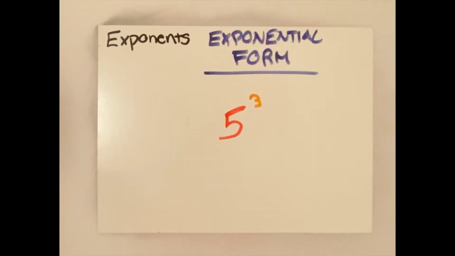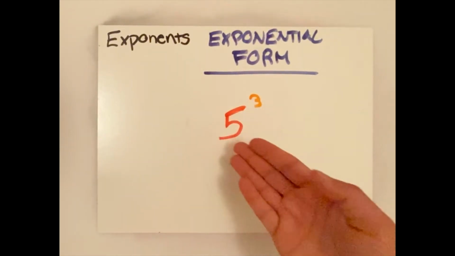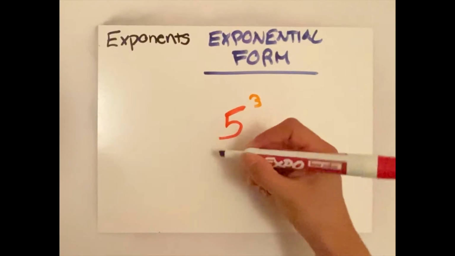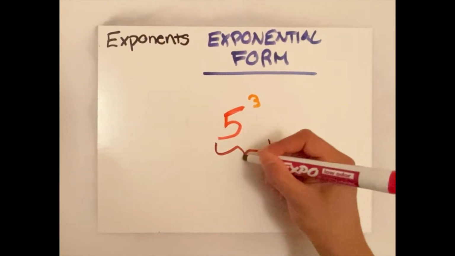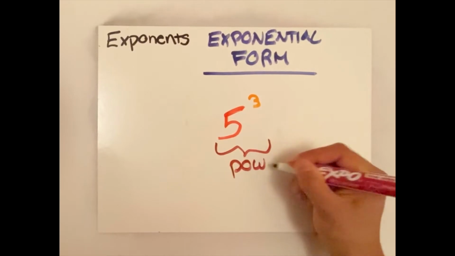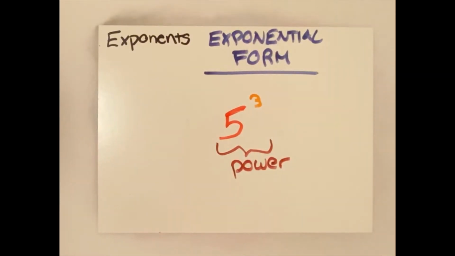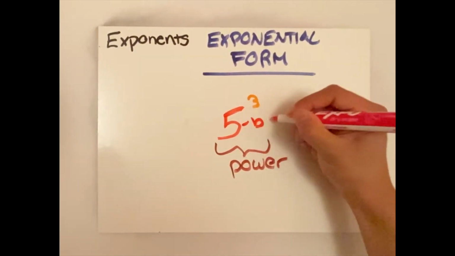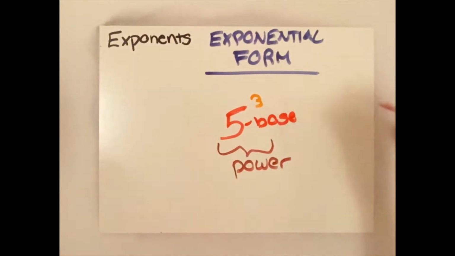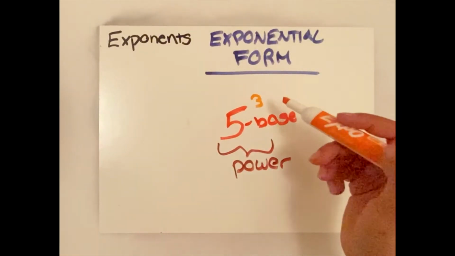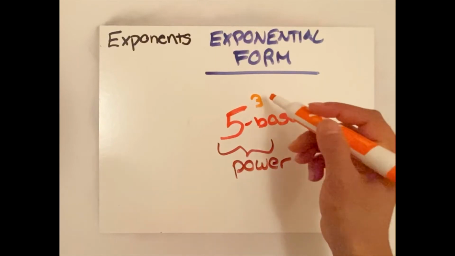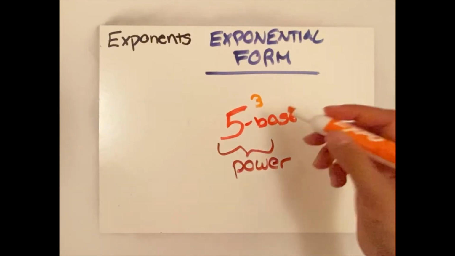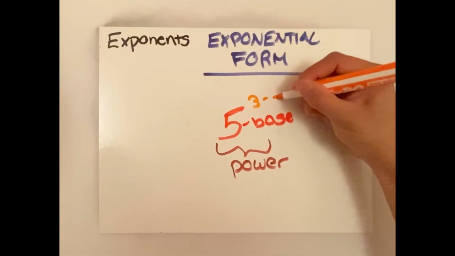Okay, so for the first thing to learn about exponential form, we're just going to look at the parts of this figure. This whole thing is known as a power. This 5 right here is known as the base. And this 3, which is written in the top right corner of the base, is known as the exponent.